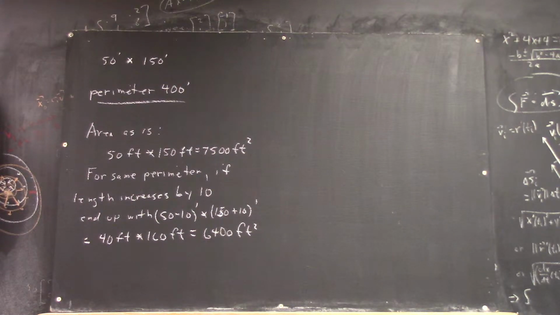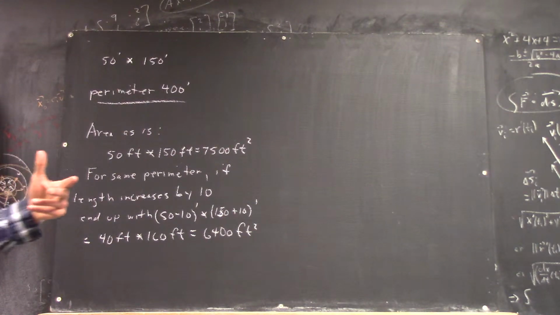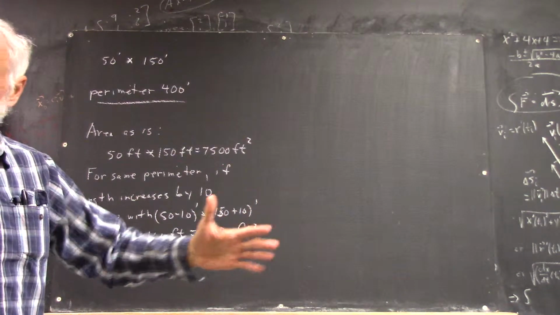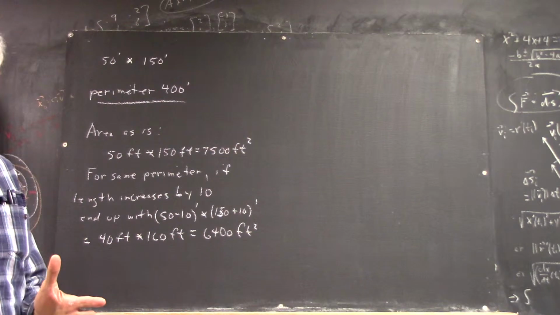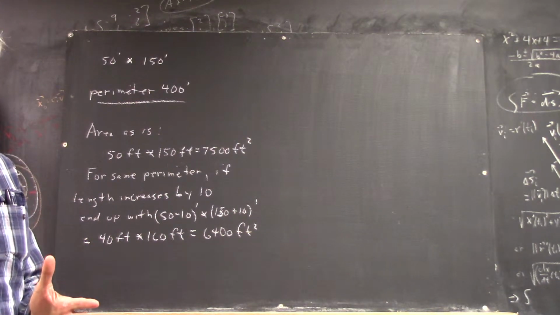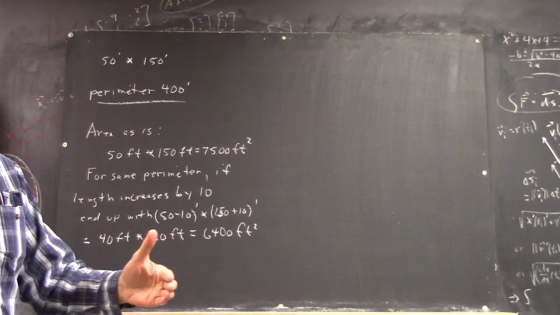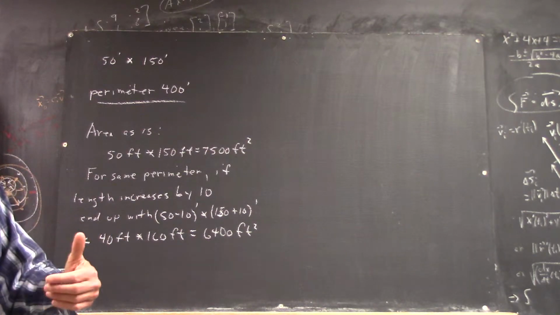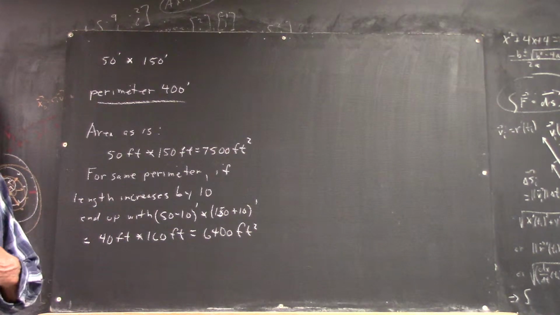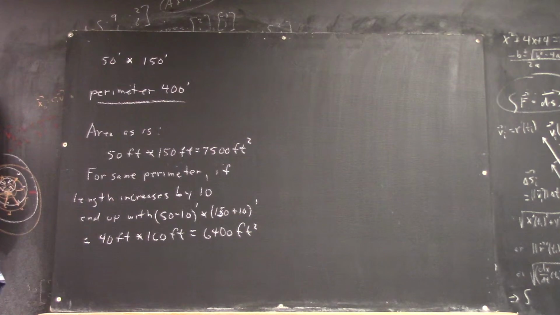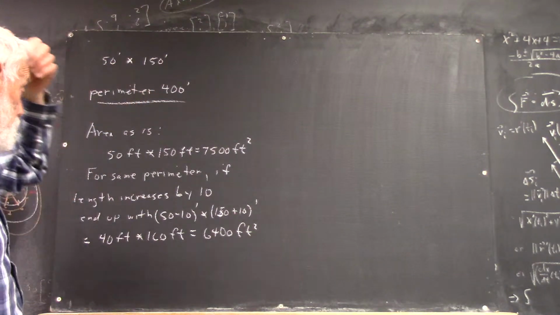Maybe I even conjecture that I don't want to increase the length by 10 because that narrows it down too much. And I might conclude that I don't want to increase the length at all because it looks like decreasing the width has more effect than increasing the length, at least if I start at these dimensions. Okay.